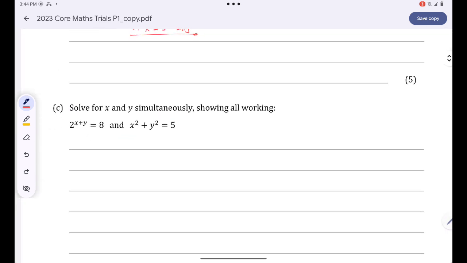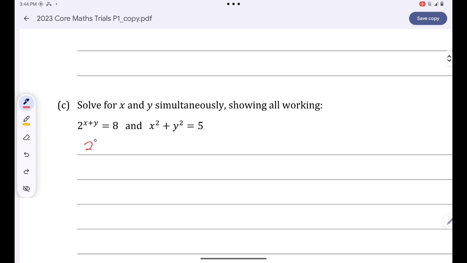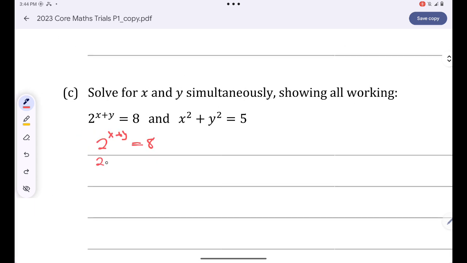Okay, now we are supposed to solve x and y simultaneously, and we must show all the working. Okay, we are given 2 to the power x plus y is equal to 8. That means 2 to the power x plus y is equal to 2 cubed. If my bases are the same, I can therefore drop my bases, and then x plus y is equal to 3. This is my first equation. And then I am given the second equation, which is just x squared plus y squared is equal to 5. This is equation number 2.